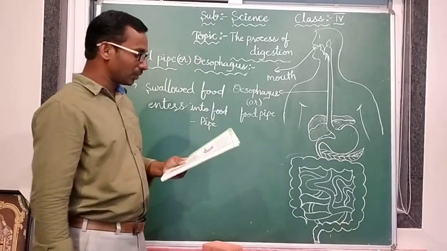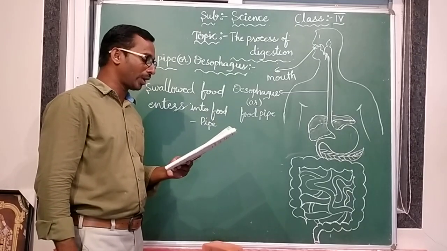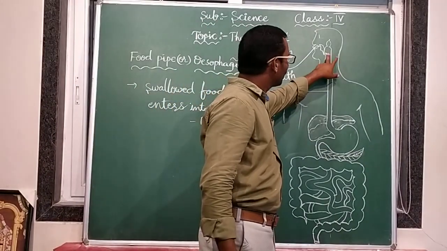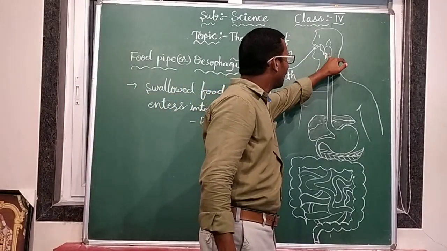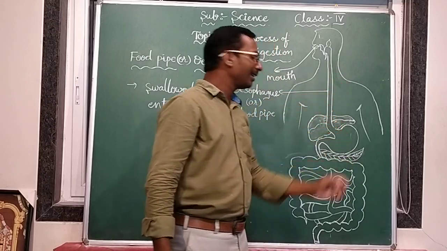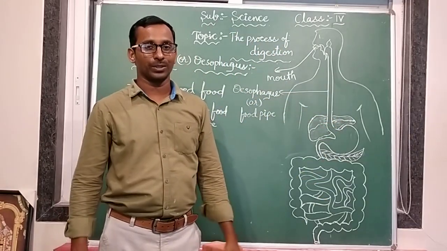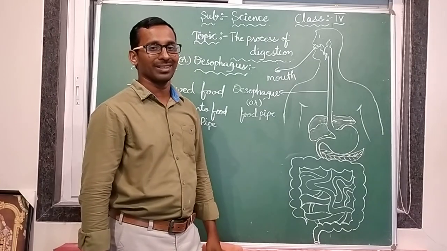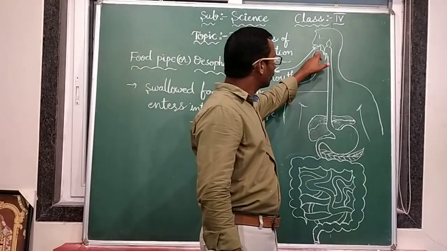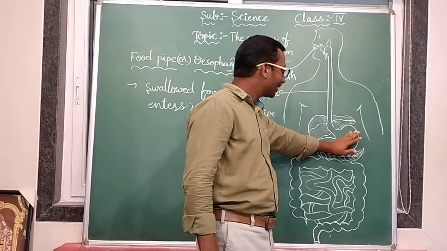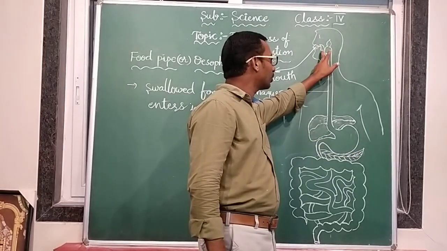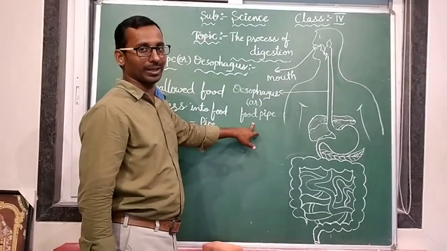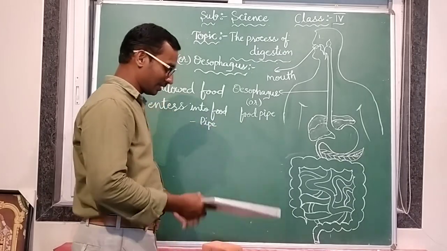The esophagus is a long muscular tube that joins the mouth to the stomach. See how this is. How does it look? It is a tube-like structure. It looks like a pipe. So it joins the mouth and the stomach. Here the mouth is there, the stomach is there. Which part joins these two parts? This part is called the food pipe or esophagus. Clear? Yes.